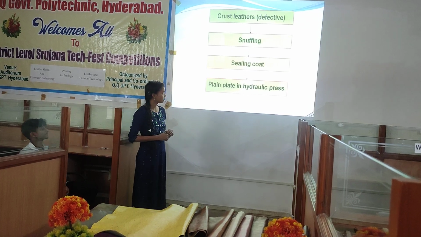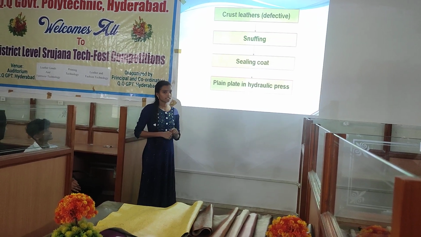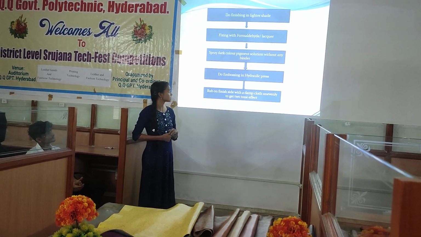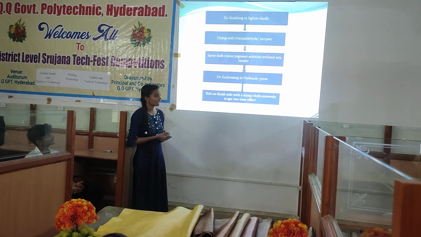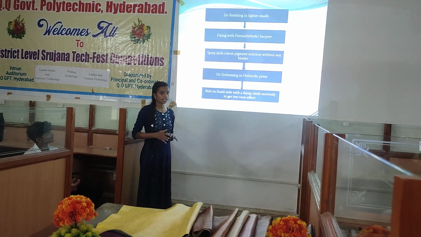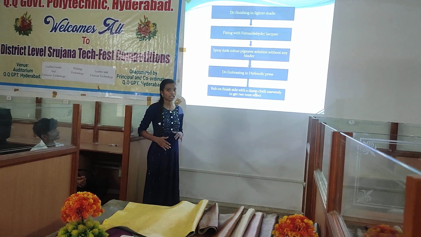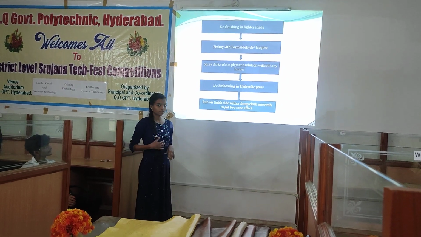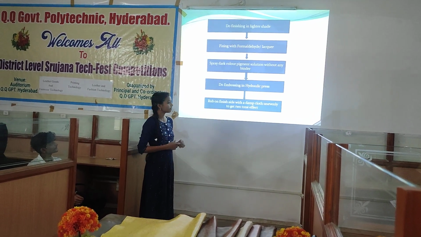And next, plain plating, hydraulic press. Hydraulic press is the machine which gives the leather softness and smoothness and flatness. Next, finishing with lighter shade. We have to take the leather and shade it with lighter color, and then fix the color on the leather by giving lighter shade.